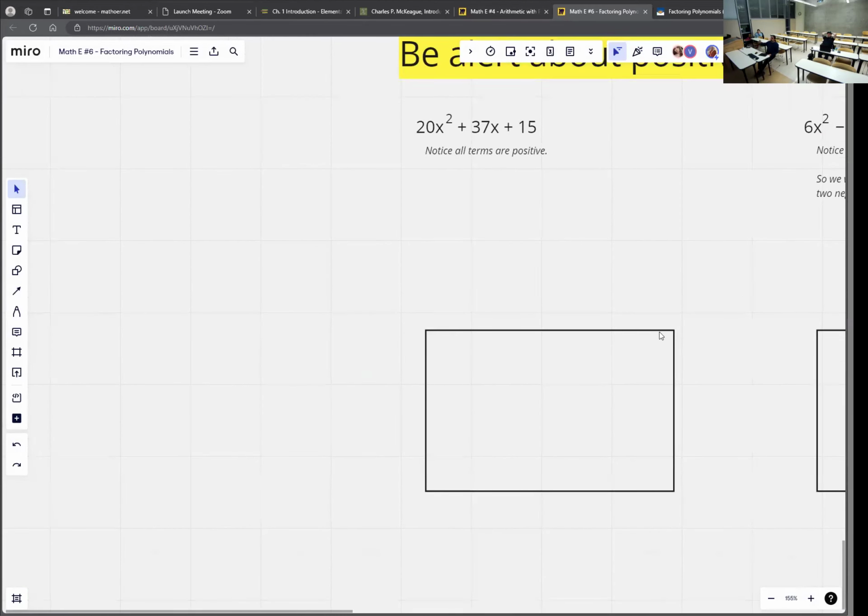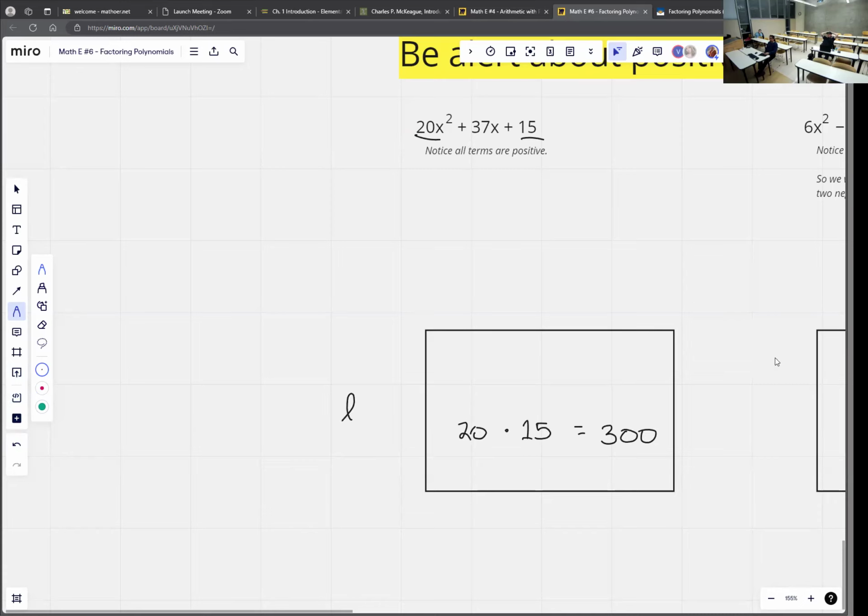Okay. So 20x squared plus 37x plus 15. Everyone okay with that? Yeah. So I'm just reading up here, 20x squared plus 37x plus 15. So I had an area of my rectangle I'm looking for that was the first part times the last part. So what's 20 times 15? Well, 2 times 15 is 30, and there's an extra 0 from 20.